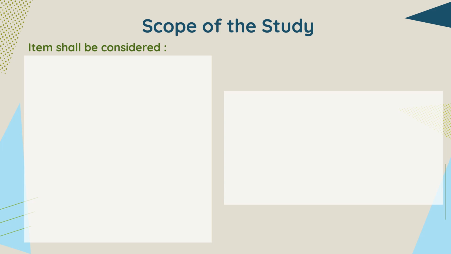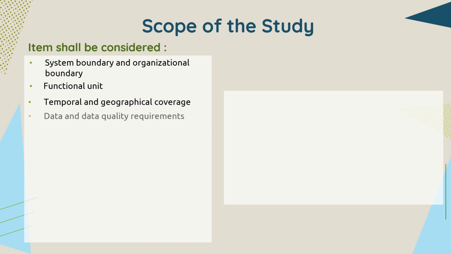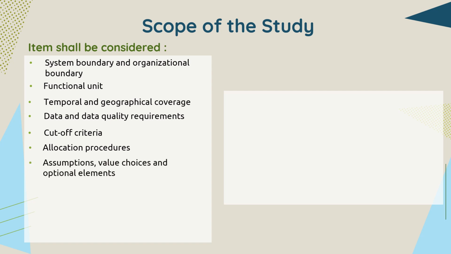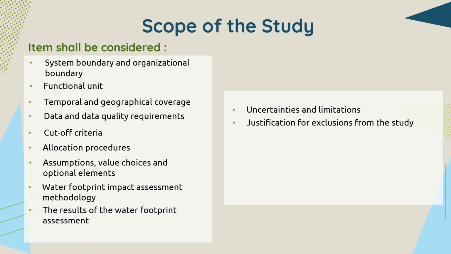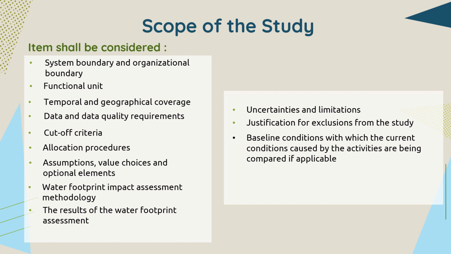In the scope of the study, the things that should be considered are the system boundary and organizational boundary, functional unit, temporal and geographical coverage, data and data quality requirements, cut-off criteria, allocation procedures, assumptions, value choices and optional elements, water footprint impact assessment methodology, the result of the water footprint assessment, uncertainties and limitations, justification for exclusion from the study, baseline condition with which the current condition caused by the activities is being compared if applicable, and lastly, type of reporting and critical review.